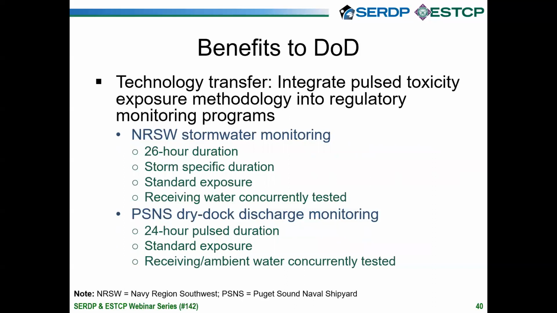So currently, the pulse exposure method is being integrated into multiple monitoring programs, such as a Navy Region Southwest Stormwater Monitoring Program, as well as monitoring programs for dry dock discharges up at Puget Sound Naval Shipyard. And so for both programs, this additional line of evidence allows us to better understand the effect that magnitude and duration of these effluent samples may have on the organisms being tested. And in both instances, the results of these pulse exposure methods are being communicated back to the respective regional water quality control boards as part of their reporting requirements.